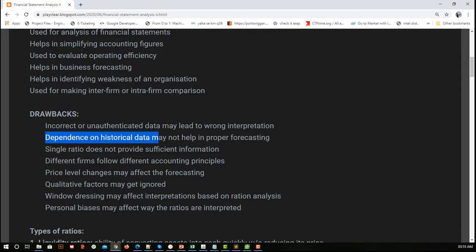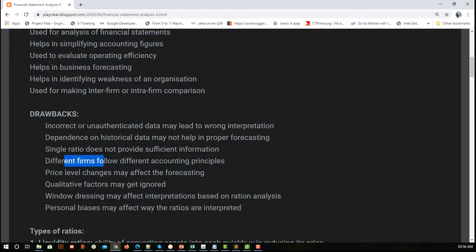Next, dependence on historical data may not help in proper forecasting. Here we are talking about dependency in terms of ratios. A single ratio does not provide sufficient information, so for any decision we are going to consider a group of ratios. In the scope of this video we are going to understand each ratio individually, but once we understand what each ratio's interpretation is, we will see what our decision is and which ratios are required for it. That's how we group the ratios as per the requirement or use case.